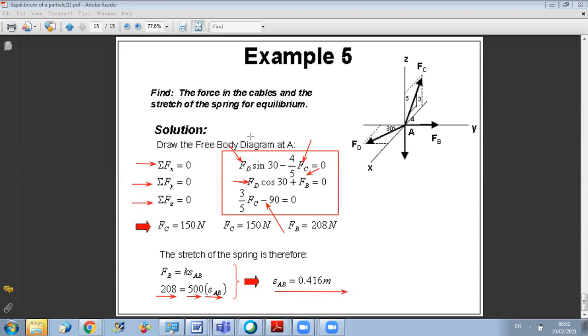Okay, any question on this problem? Doctor? Yes. I just wanted to ask, how did we get FC along the Z component? Yes, sure.